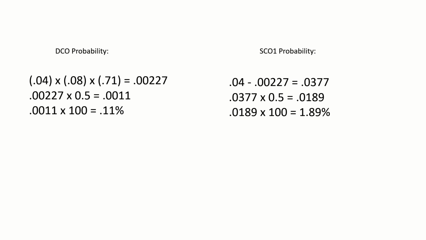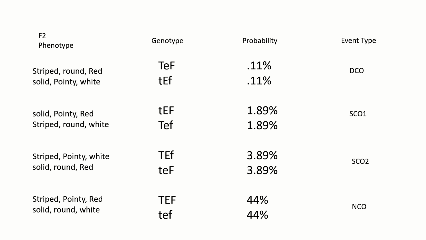To find the probability of a double crossover, we will take the R1 and R2 distance and multiply both of those by the coefficient of coincidence value. We will then multiply by 0.5 and finally by 100 to obtain a percentage. To obtain the probability of a single crossover 1, we will take our R1 distance and subtract our value from our double crossover probability. We will then multiply by 0.5 and then finally 100 to obtain the percentage.